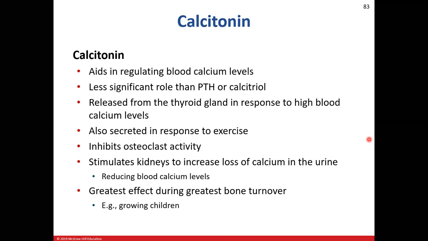So with calcitonin, we're going to inhibit the osteoclast activity, which helps to decrease blood calcium levels. And so in this case, what we're typically going to see is an increase in osteoblast activity. It stimulates the kidneys to increase the loss of calcium in the urine, and this also stimulates the reduction in blood calcium levels. We typically are going to see the greatest effect during the greatest bone turnover, which in the case of children is going to be our best example.